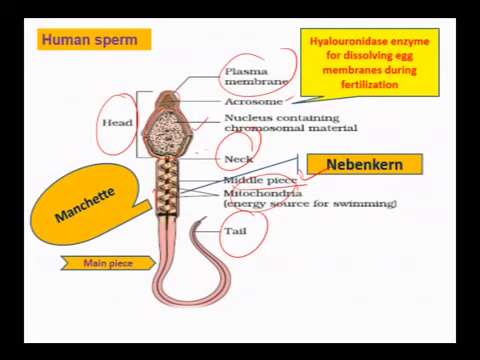The tail is the posterior or distal part of the sperm, distinguished into main piece and end piece. So what is the main piece? The part of the tail where the axial filament is surrounded by cytoplasmic sheath is known as the main piece, and the part of the tail where only the axial filament is present without any cytoplasmic sheath is called the end piece. The significance of the tail is that it helps the sperm to move or swim in the female genital tract during fertilization.